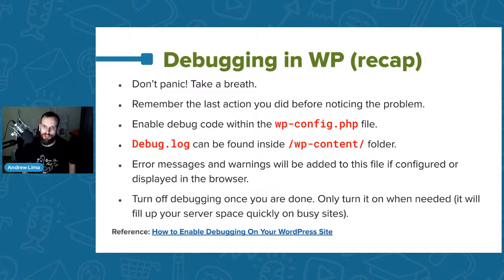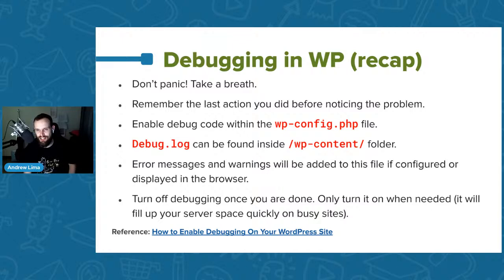Error messages and warnings will be added to this file if configured or displayed in the browser. Again, I showed you on the first issue that was just displaying in the browser in that scary message, and then we changed it to write to the debug log in WordPress. Once you're done, turn off debugging and only turn it on when you need it.